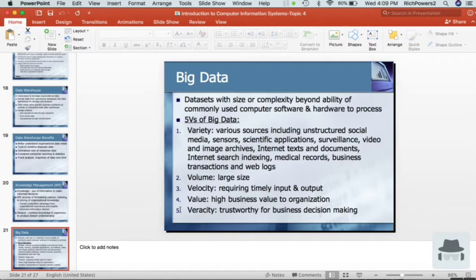Then the veracity of data. Is the data accurate? The accuracy of data becomes paramount, because ultimately you can gather volumes and volumes of data, but if it's not trustworthy, then it doesn't really add a lot of value. So those are the 5 V's, and when we look at big data, those are the things that really have driven this move towards big data.